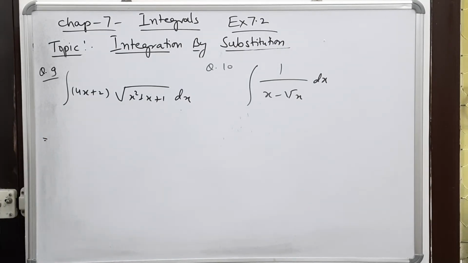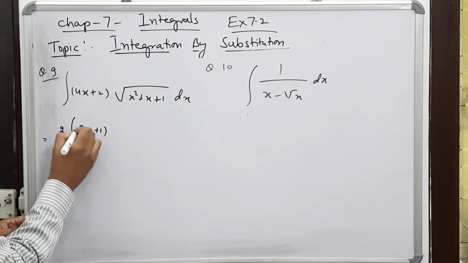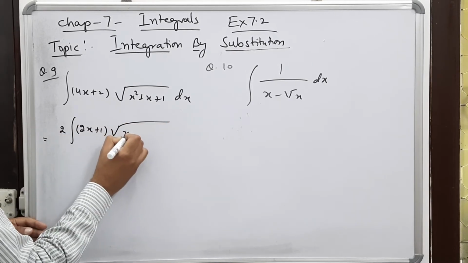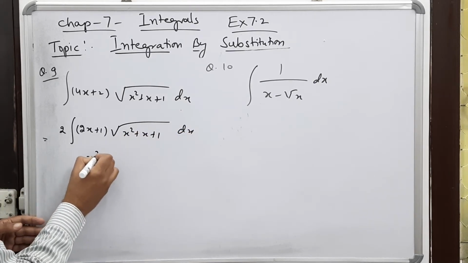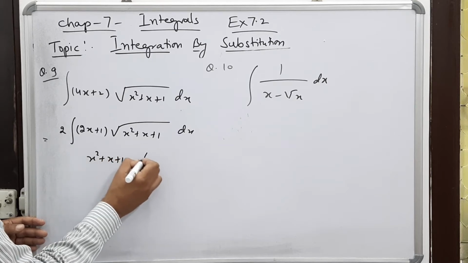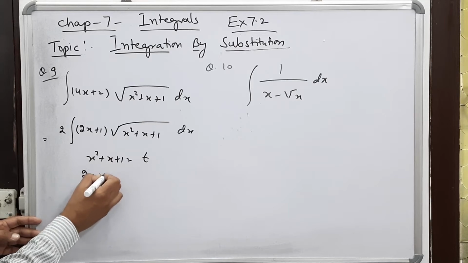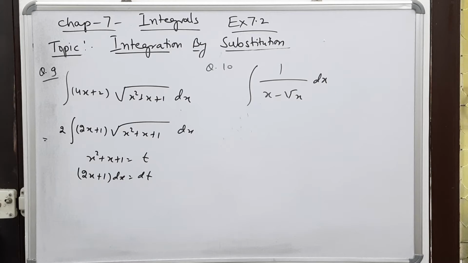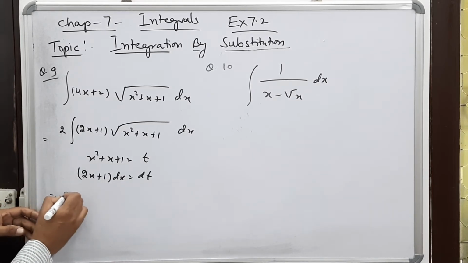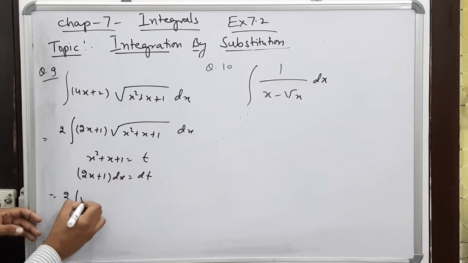Yes, see these two sums. From this I can take 2 common, then it will be 2x plus 1 and root of x square plus x plus 1. And if you take x square plus x plus 1 as t, then the derivative is 2x plus 1 dx will be dt. See this part. Now here 2 is already there, so we write 2 as it is. Then this part and this part will be dt and this will be t. So it is root t dt.